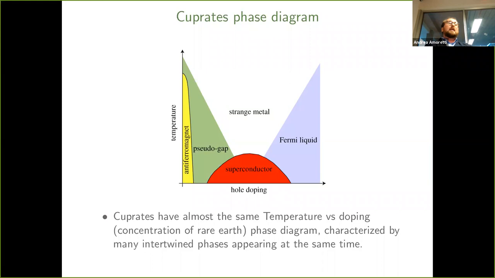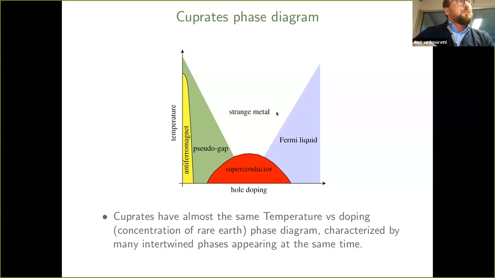And at very low doping, there is a very well-known antiferromagnetic phase. Then there is the so-called pseudogap phase, which is characterized by a depression of electric conductivity at low frequency, hence the name pseudogap. Then the superconducting dome starts here. There is a point called the optimal doping point, at which the critical temperature is the highest possible. And the region above this point is called the strange metal phase.